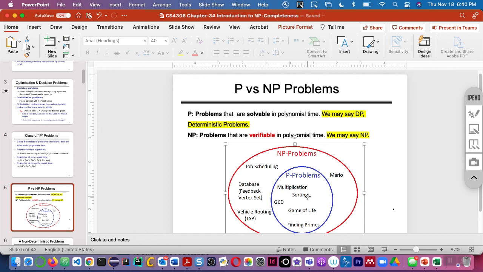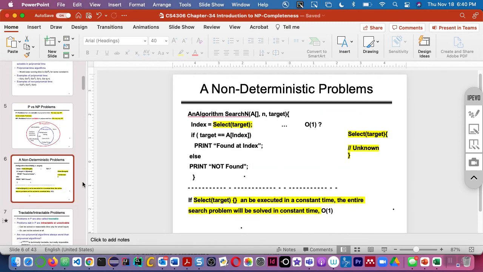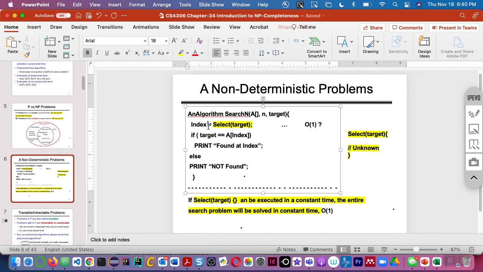But there are some algorithms that cannot be solved this way. These are called non-polynomial problems. For instance, I said non-deterministic. Let us first say deterministic. Deterministic means that whatever I'm writing, I know how it works. We know there are some definite steps that will be followed.